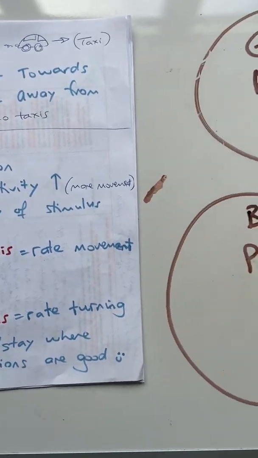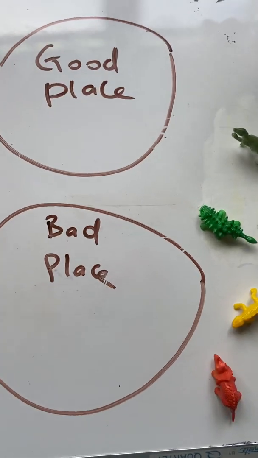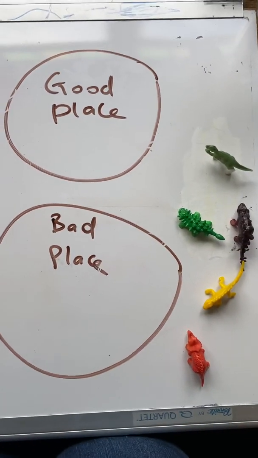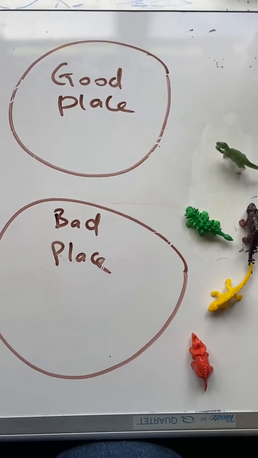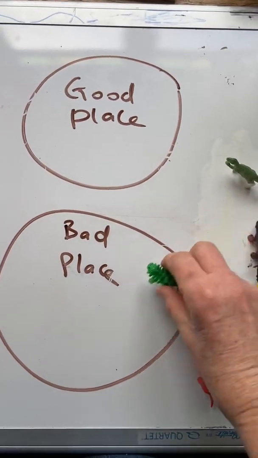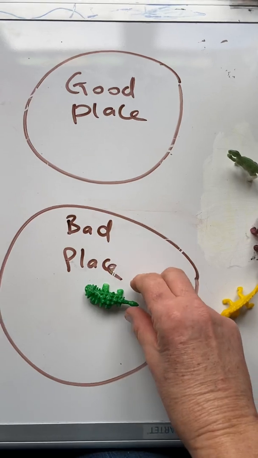So I'm moving over here and we're drawn to the circles and we've got some animals. So there's good places to be with good conditions and bad places where the conditions aren't so good. So orthokinesis, I use this little guy here. So that is the speed of movement.